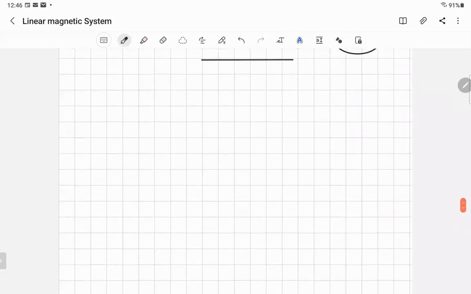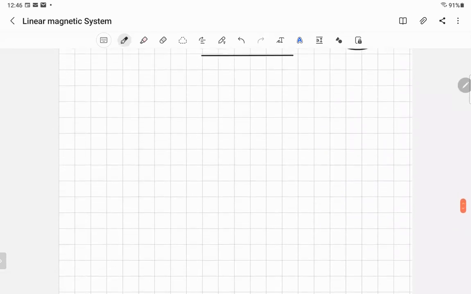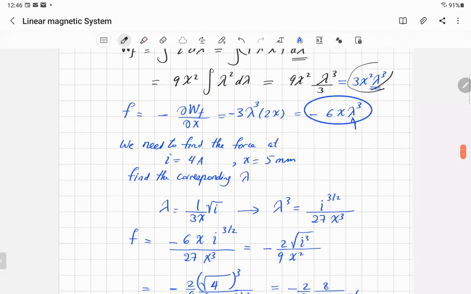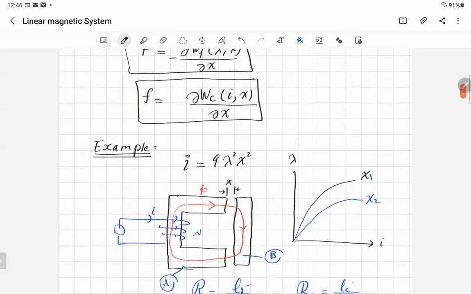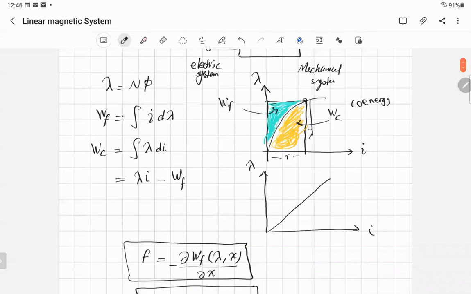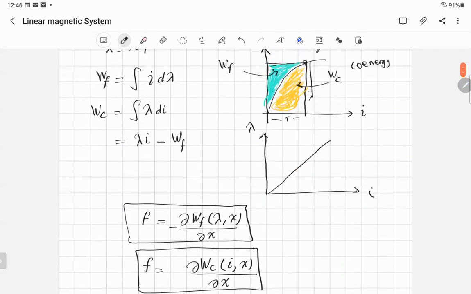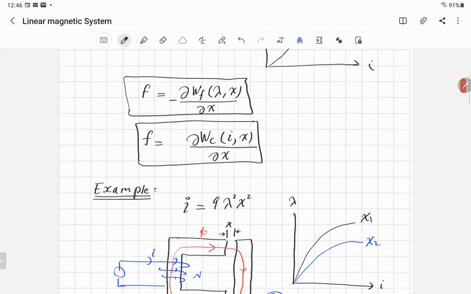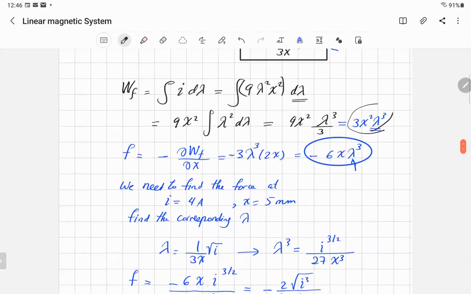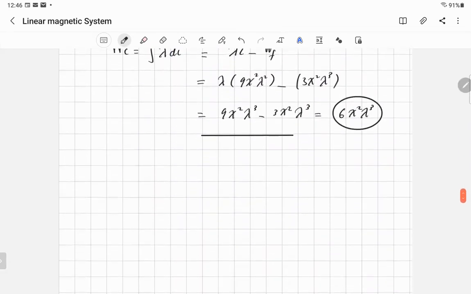All right. Now I will go for a special case. The special case is what happens if you have a linear relationship, or you are operating on the linear region of the flux with the current? And actually, it's very practical, because if you consider the air gap, only the air gap is linear, all right? So now we are going to work on the linear magnetic system.